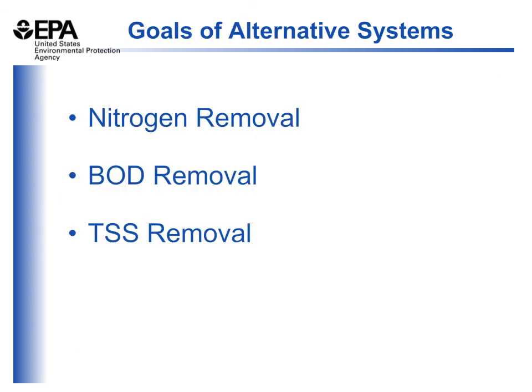The goals or the purposes of using an alternative septic system typically revolve around the need to remove or reduce the level of nitrogen that's discharged through the septic system. This can be done to protect drinking water wells and also done to protect coastal waters where excess levels of nitrogen can affect the quality of the coastal embayment, harbor, or bay. Alternative systems are often used to reduce the level of biological oxygen demand to result in a slightly cleaner effluent, and also to reduce the level of total suspended solids.